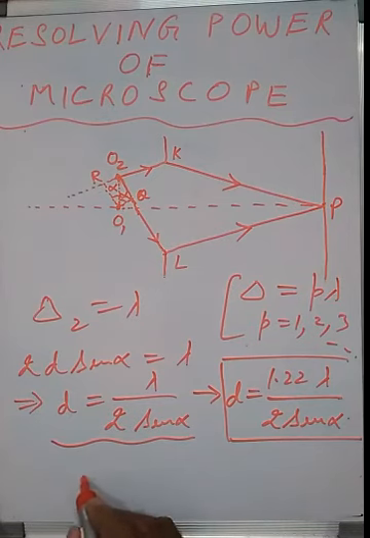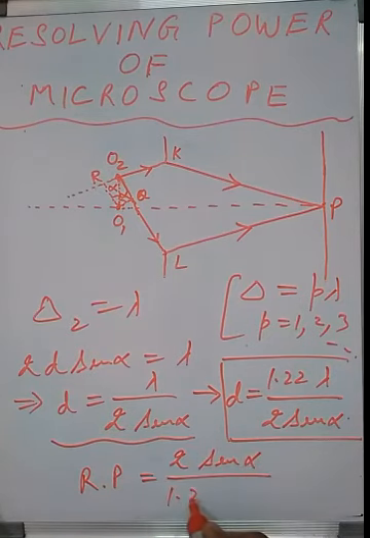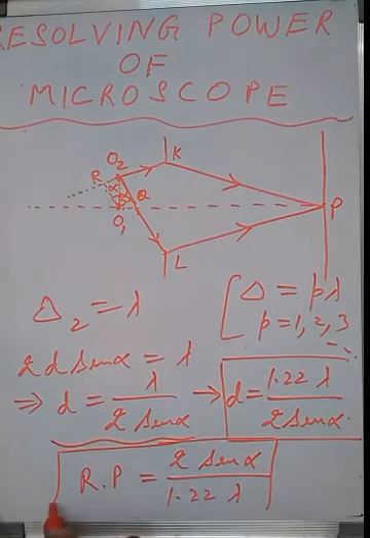And if I take the reciprocal of this limit of resolution, I get the answer for resolving power, that is 2 sin alpha divided by 1.22 times lambda. So hence the final relation for the resolving power of a microscope.